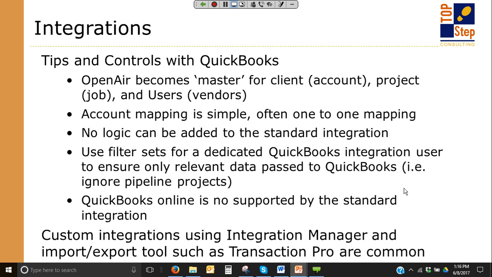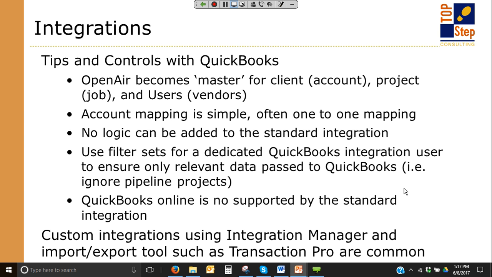Okay. The one thing to be aware of is sometimes OpenAir has more data than QuickBooks would care about. So if you're passing potentially like proposal type stuff into OpenAir from your CRM, that stuff may not necessarily be desired in QuickBooks because it's not a signed order, not an official client yet. So you can use a filter set on the user record that is logging in with the QuickBooks integration to prevent the integration from seeing certain clients, certain projects if you'd like.